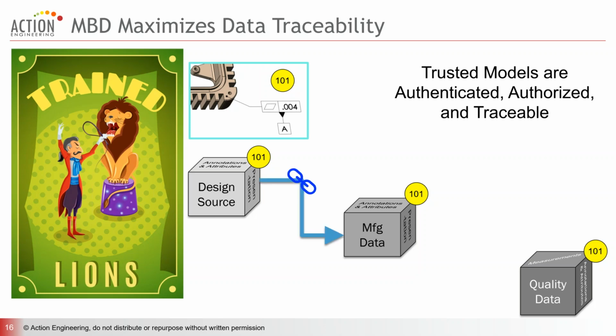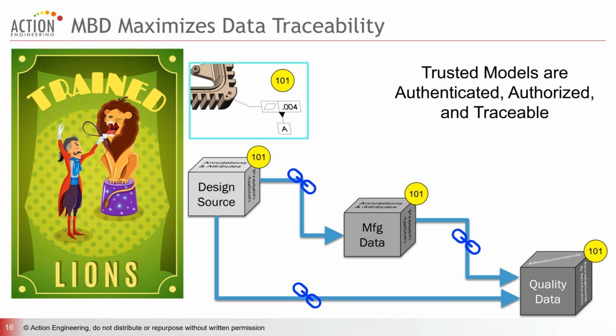So by putting the characteristic at the center, in this case a flatness tolerance, and creating a digital thread, we now can build trust in the models and add value in these models in these 3 different organizations. And it's traceable and it's authorized. Right? And the quality organization can really handle characteristics both from design and from manufacturing. This is product definition characteristics.